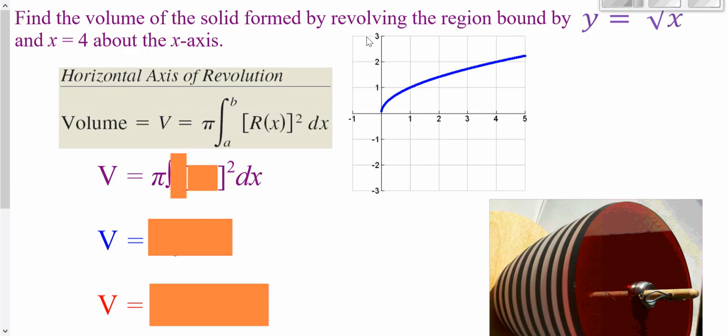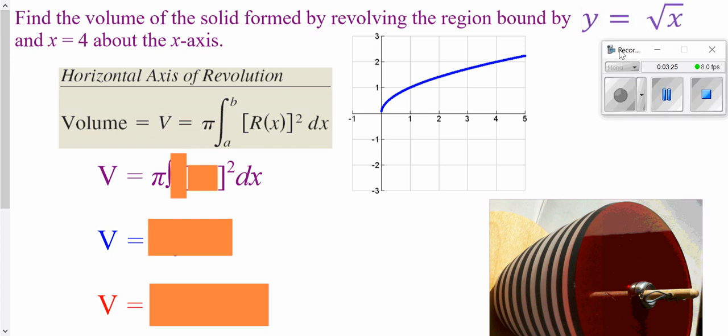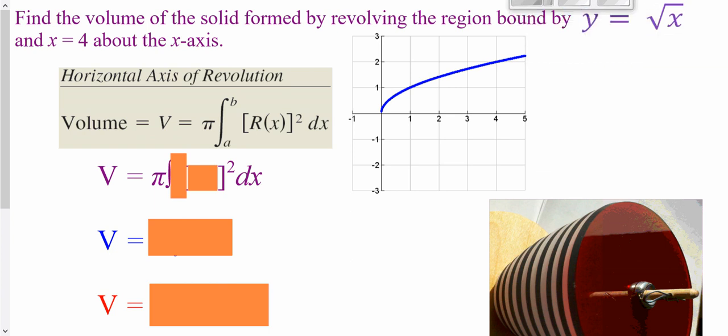So let's take a look at this. We have our function, which is just our square root function, and we're looking at the volume of revolution that is formed by taking this function and revolving it around the x-axis. And we're only looking at going from our function out to x equals 4. Well, x equals 4 is a vertical line right over here.